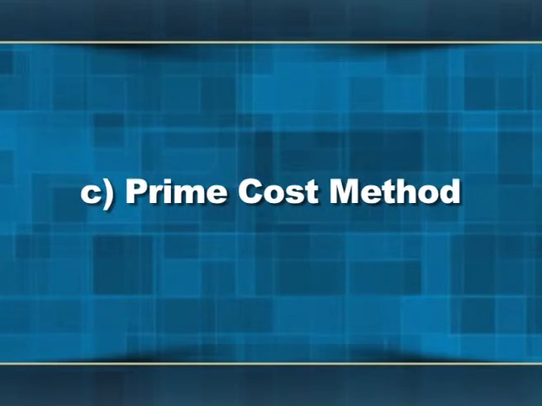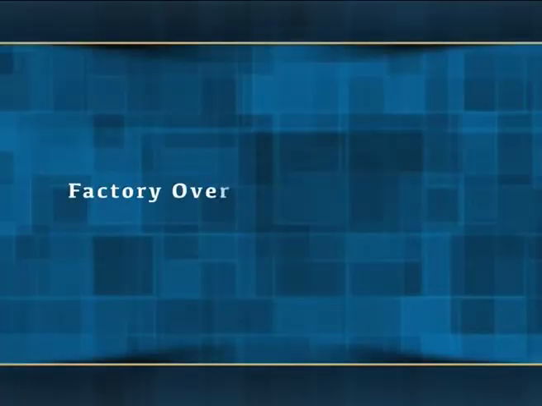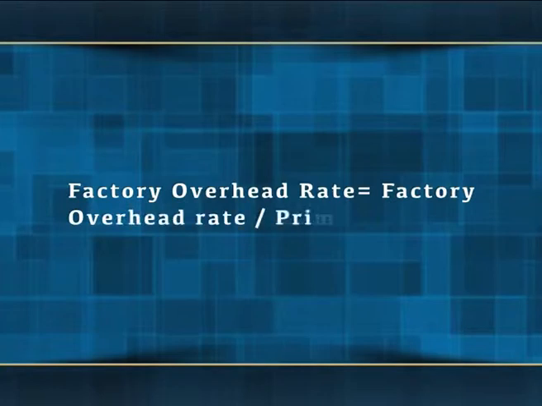Point number C, prime cost method. Under this method, both direct material cost and direct wages are taken into consideration. This method is used to overcome the disadvantages of both the methods. This method is simple and easy to understand. Overhead rate is calculated as: factory overhead rate is equal to factory overheads divided by prime cost, into 100.